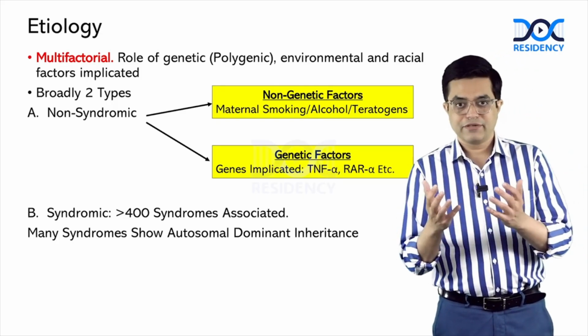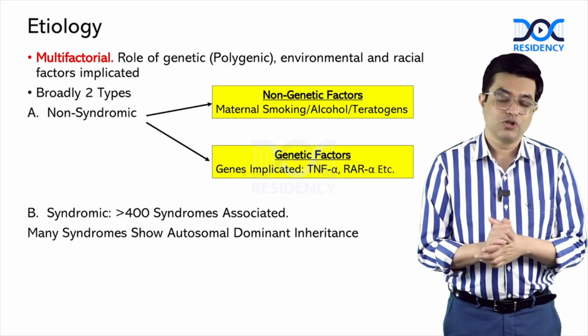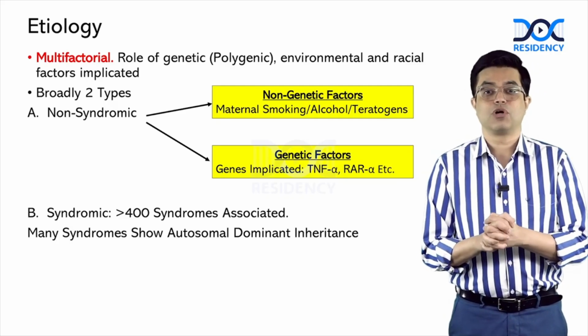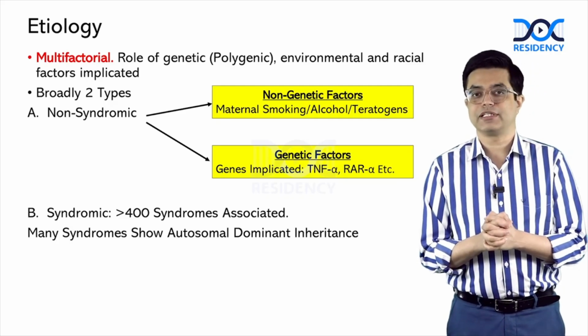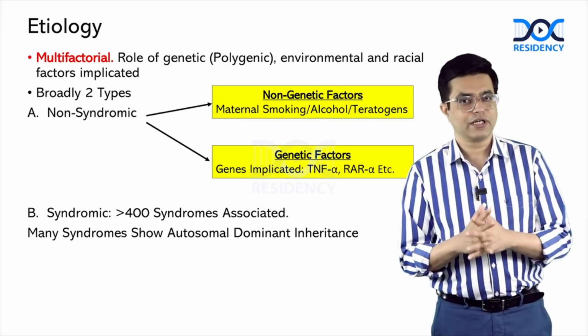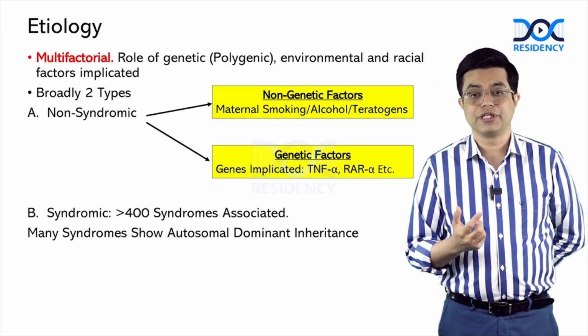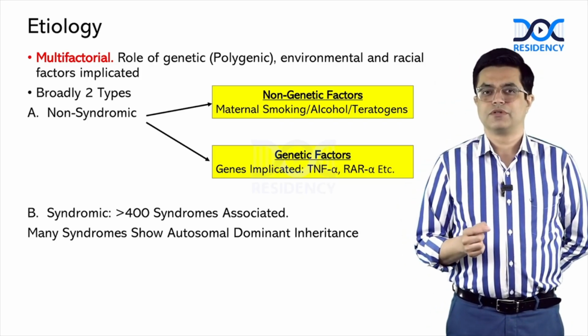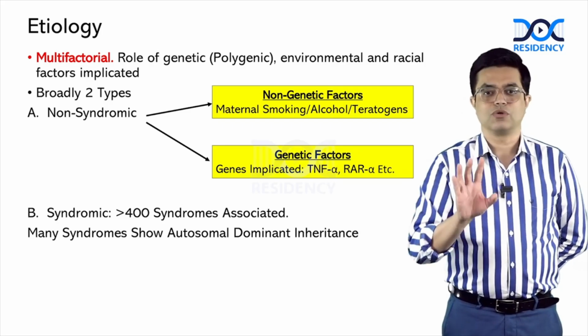Now, a potential thing which can be asked in vivas and even in your super specialty entrance exams is, what are the common syndromes associated with cleft lip and cleft palate? I already told you that about 400 syndromes can be associated. Majority of these syndromes, with some exceptions, are autosomal dominant.